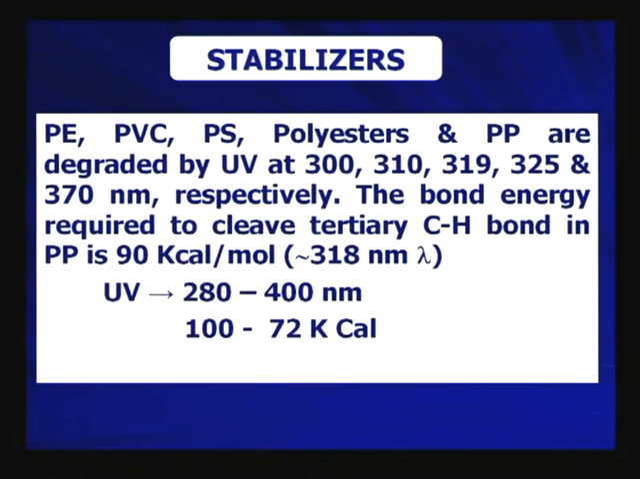So, polypropylene is not stable, and polyethylene is a little better because polyethylene degrades at around 300 nanometer, which is a very small fraction in sunlight, whereas 370 is present in sunlight. The bond energy required to cleave the tertiary carbon-hydrogen bond in polypropylene is 90 kilocalories per mole, at around 318 nanometer wavelength.